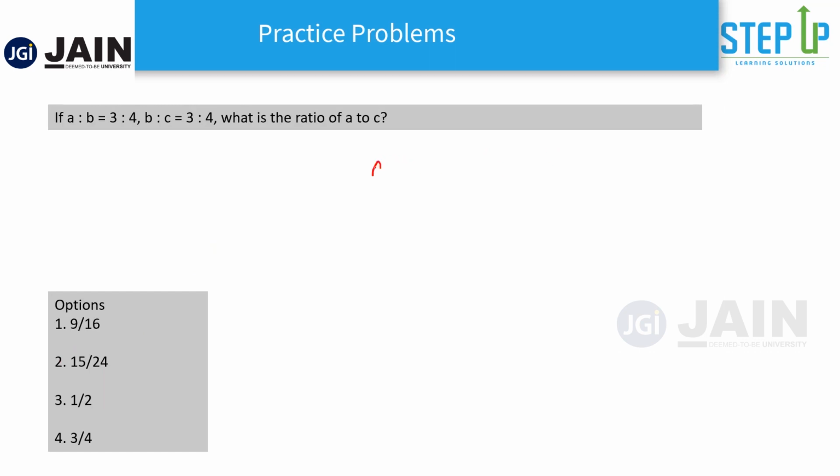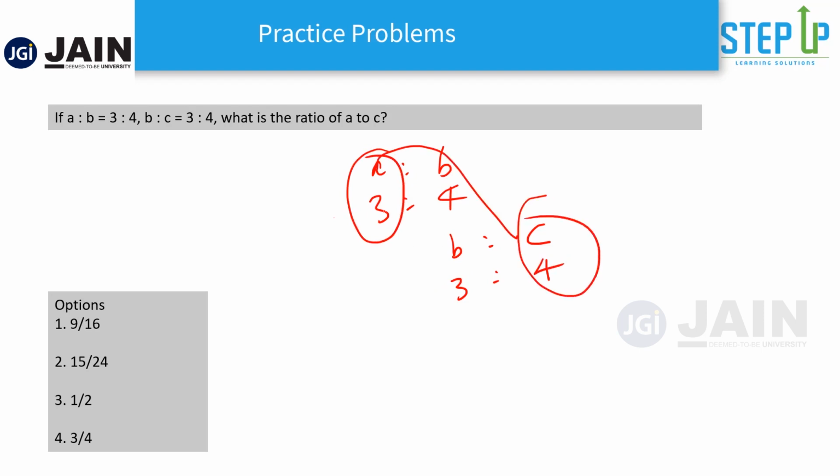Sometimes you are given the ratio between two things. Let's say A is to B is 3:4. You are also given the ratio of B is to C. Now you notice here B is to C is 3:4 again, and they are asking you, tell me what is the ratio of A is to C. Now you may be tempted to say 3:4, but that's not the right answer. And why is that? Because you are not given a direct relationship between A and C, but you can find that out.